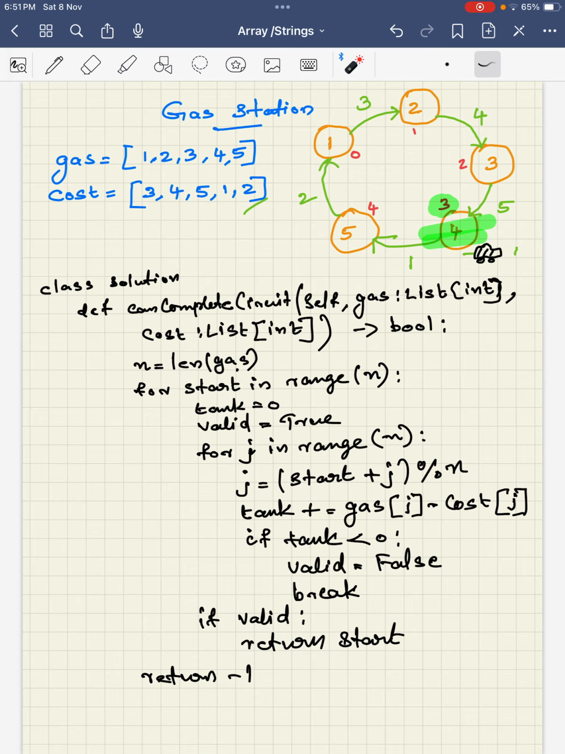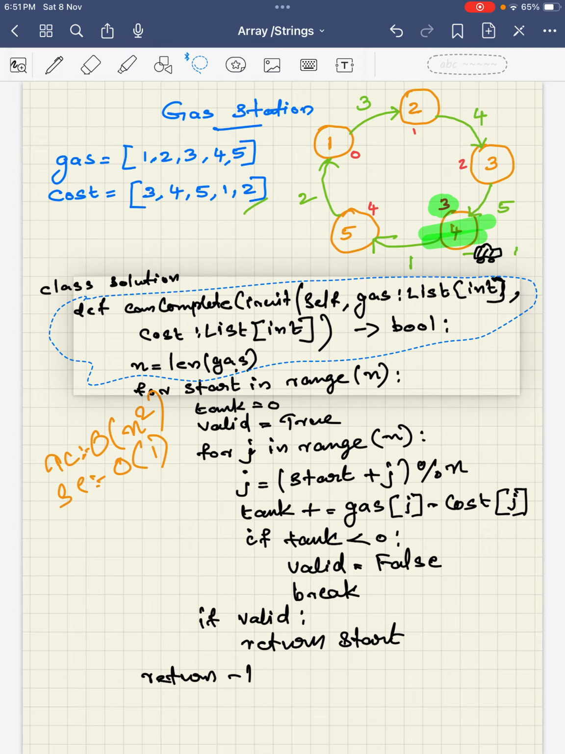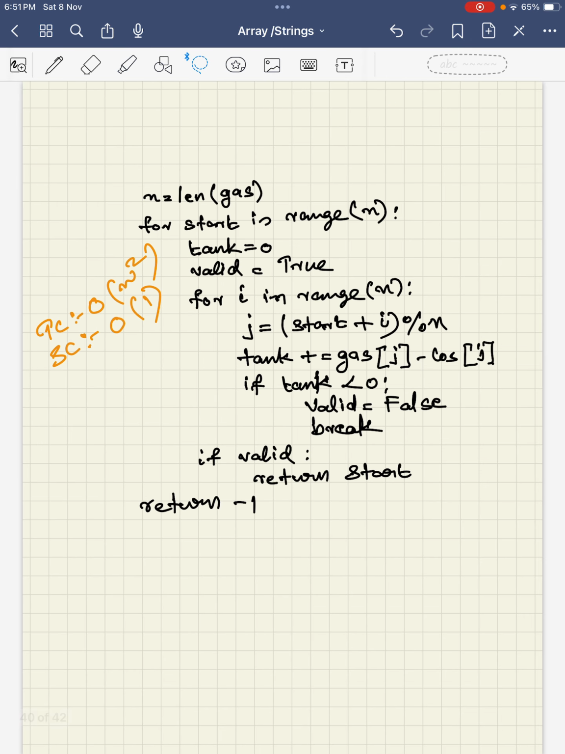So what is the time and space complexity? Here the time complexity is order of n square, because there are two back-to-back loops. Space complexity is order of 1. So is there a better way to solve it? Yes, there is a better way, using the greedy approach. For that I am going to copy some of the information already listed here to the next fresh page.